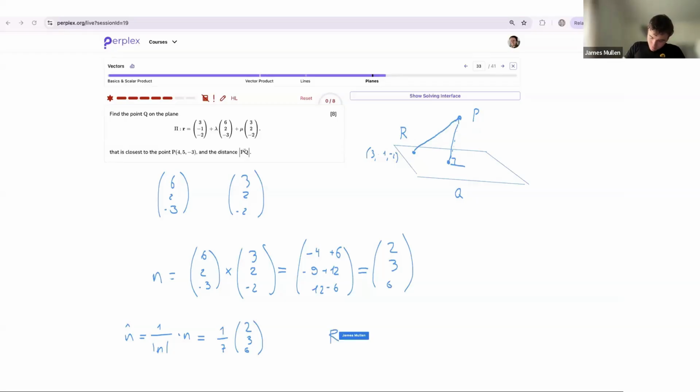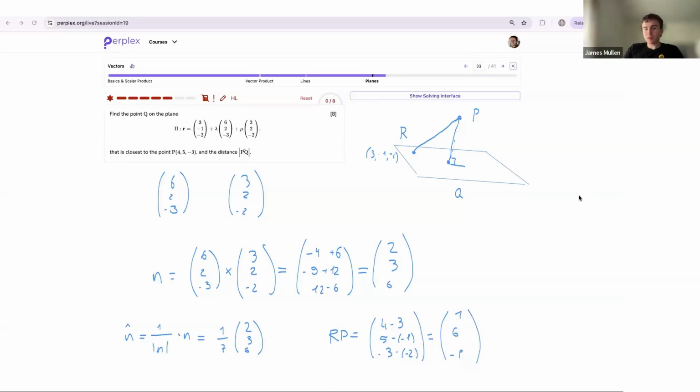So RP is going to be P minus R. So that's going to be 4 minus 3, 5 minus minus 1, and minus 3 minus 2. All right, that's going to be equal to 1, 6, and minus 1. Okay? Now, here is the trick that I want you guys to really understand for all of these distance questions.